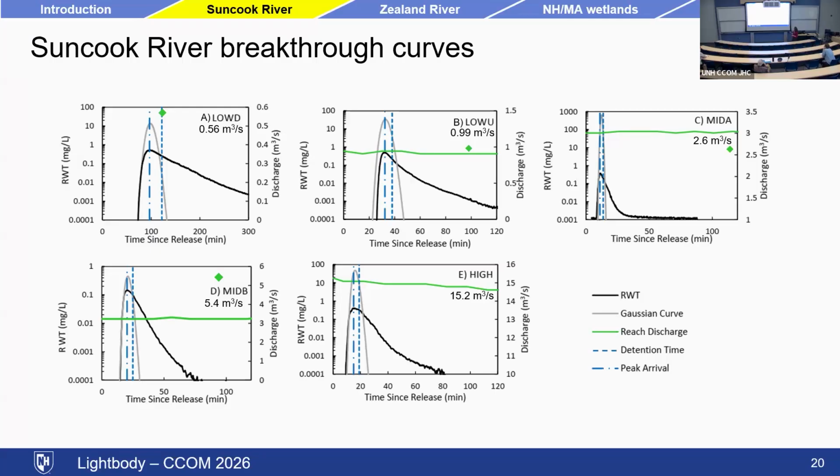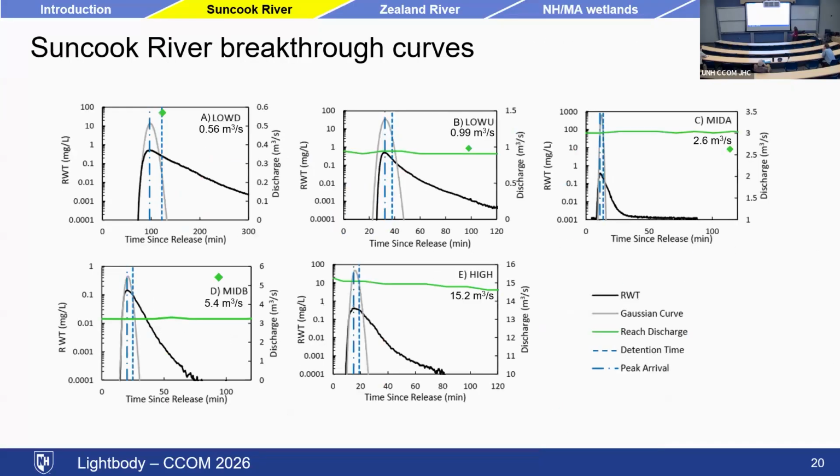But regardless, we're getting experiments during very different discharges. Our lowest discharge was a little bit less than 0.6 cubic meters per second. Our highest was at or nearly over 15 cubic meters per second. So a wide range of discharges through this reach.